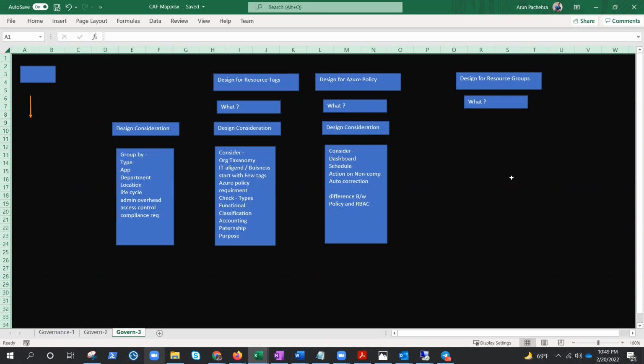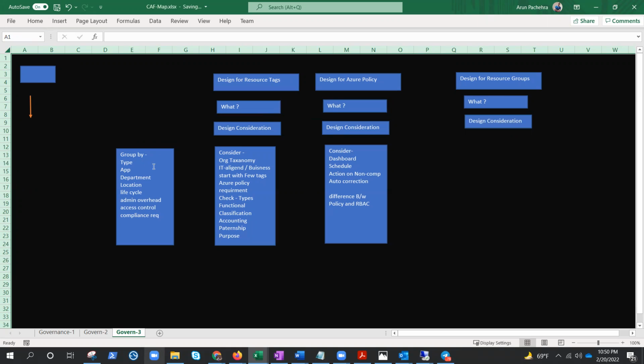Now, resources can be moved between resource groups. That's possible, and you can do that through the portal. A resource group can't be nested. You cannot have a resource group inside a resource group. And each resource must be in one and only one resource group. What else? I think this is more than enough to understand what a resource group is and what its features are.